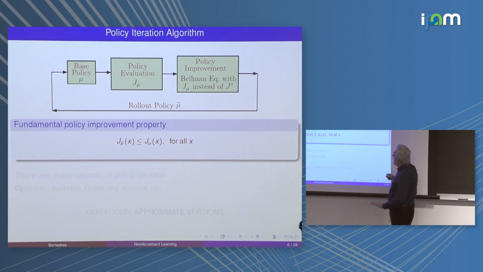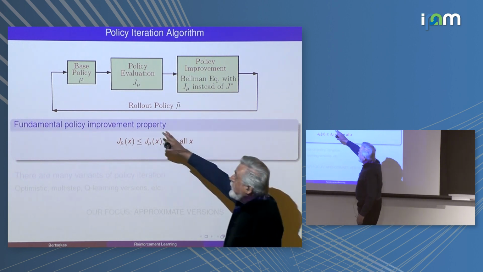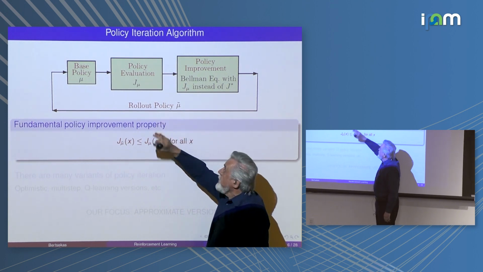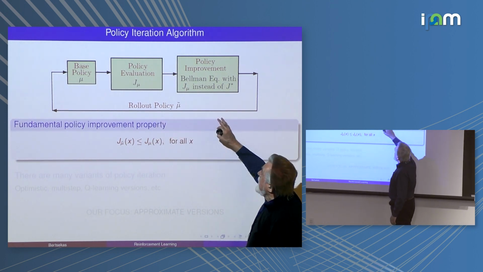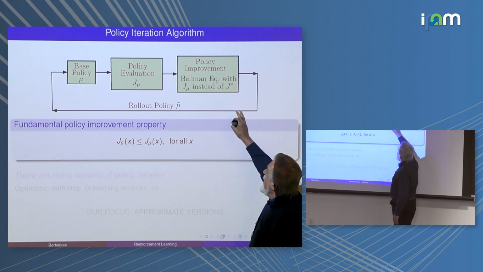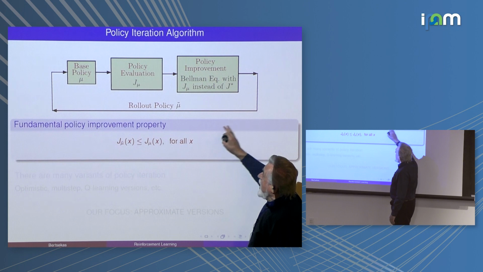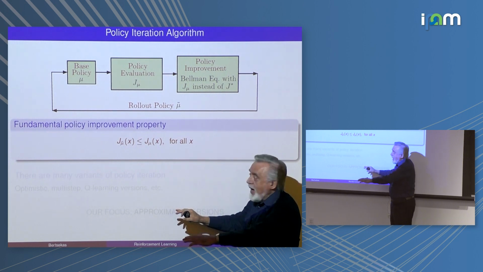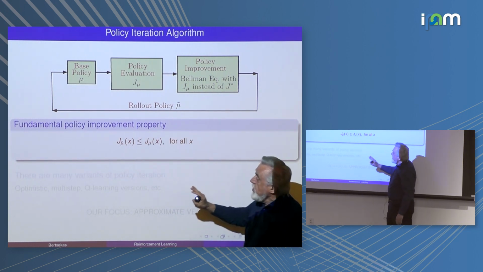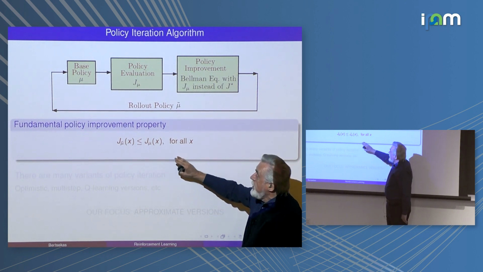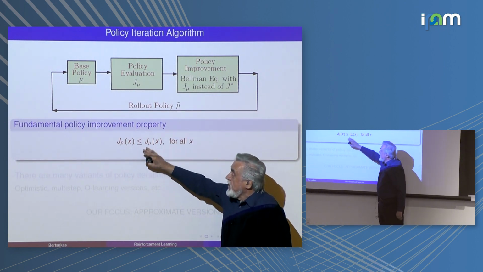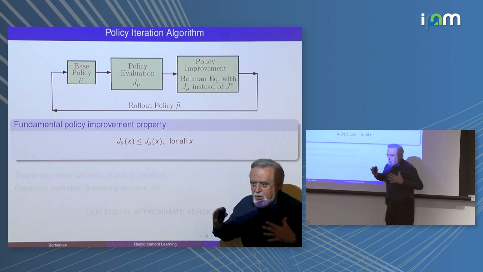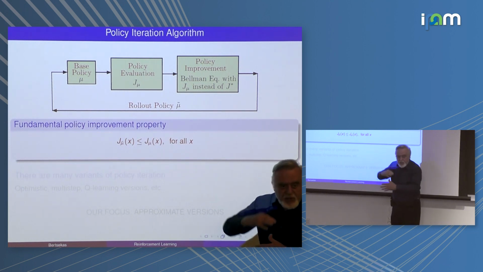Now, a very fundamental algorithm here is the policy iteration algorithm, where you start with some policy, which I'll be referring to as the base policy, this mu. You evaluate that, you find a cost function, and then you do a policy improvement where you minimize in Bellman's equation with J mu instead of J star. And you obtain a new policy, which I'll be referring to as the rollout policy. So a base policy generates a rollout policy, and this process can be continued. And the fundamental policy improvement property is that the rollout policy is better uniformly than the previous policy. So this is what AlphaZero is also based on: starting from a policy, a strategy, and improving it.